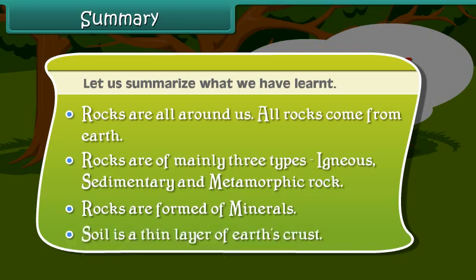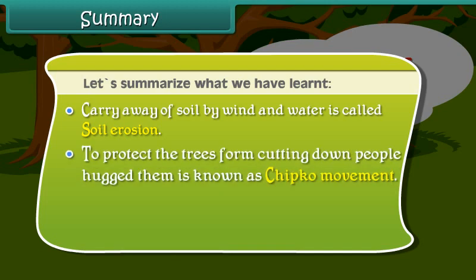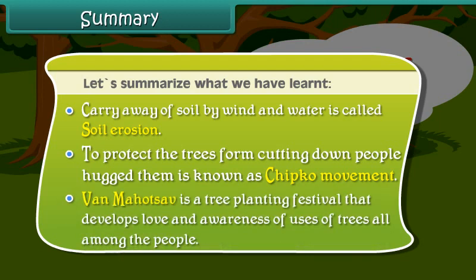Soil is a thin layer of the earth's crust. Carrying away of soil by wind and water is called soil erosion. To protect the trees from being felled, people hugged them, and this movement is known as the Chipko movement. Van Mahotsav is a tree planting festival that develops love and awareness of the uses of trees among the people.